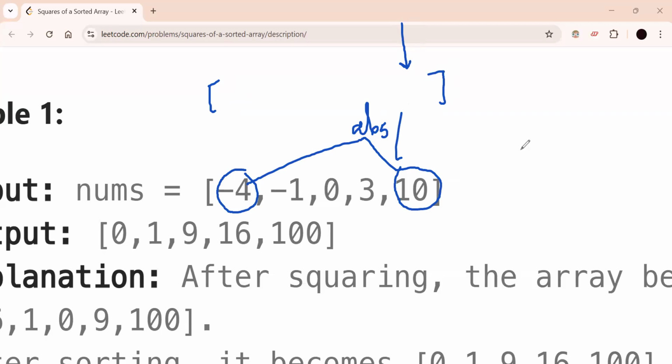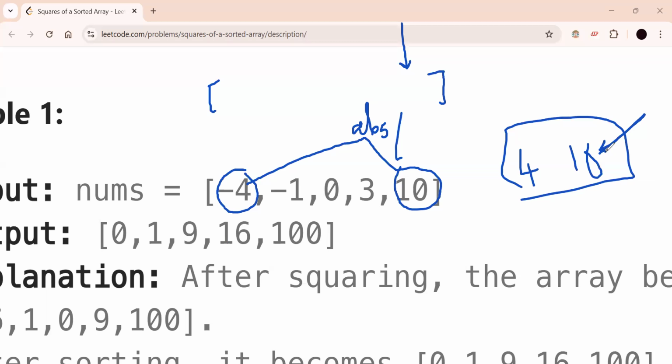So now 4 and 10, which is the greater one? Obviously 10. So what is 10 square? 100. So the last element will be 100. After that, I'll go to the next place. As 10 is completed, I'll go to 3.